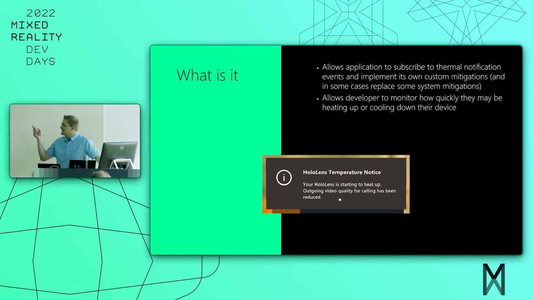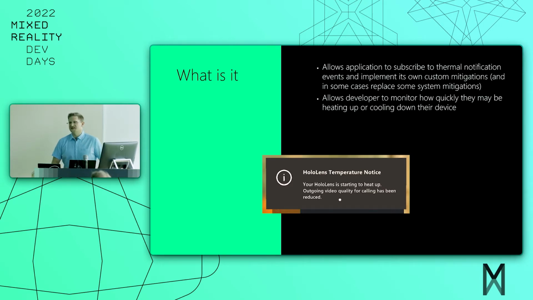Here's just a screenshot of one of the UIs that's being presented for Remote Assist, just to show you this is kind of what it might look like if I wanted to show the user, hey, my device is heating up. And from an application standpoint, now you can do that.